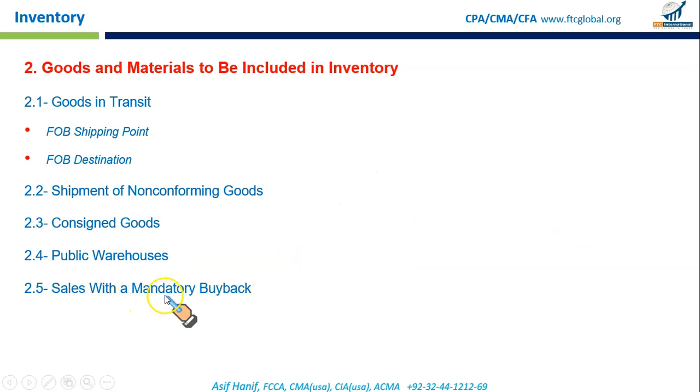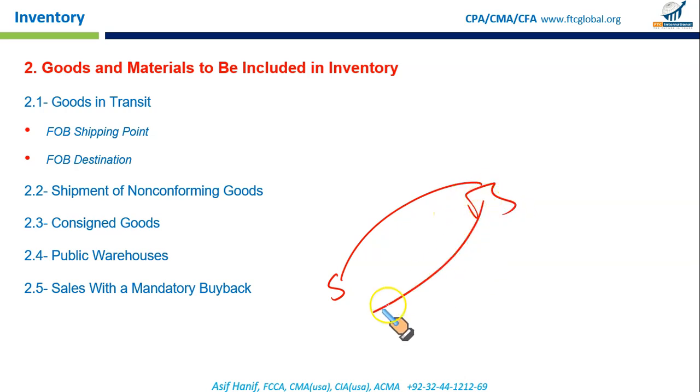Next, sales with a mandatory buyback. So in some financing arrangements, a seller may have to repurchase the goods from the buyer, maybe under an agreement. So in such cases, the goods which are with the buyer still remain part of the seller's inventory, even if the title has temporarily passed. So if a buyer is holding some items which are mandatorily returnable, then these items are to be considered as inventory for the seller at the end of the period.